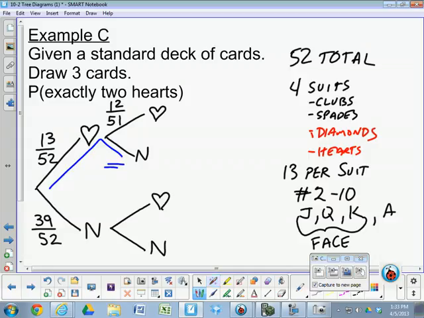39 out of 51. If you got a heart on the first pick, if you took a heart, how many non-hearts are still in there? Out of how many cards? There we go. 51. Okay. What would happen under the non and then heart? So 39 other cards. So how many hearts remain? Well, we didn't get one. 13 out of 51. 38 out of 51.